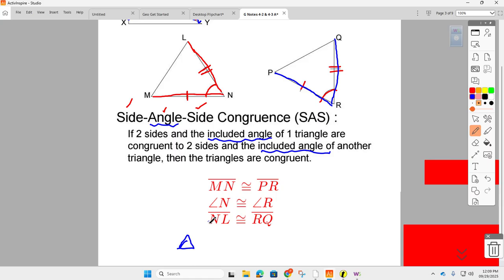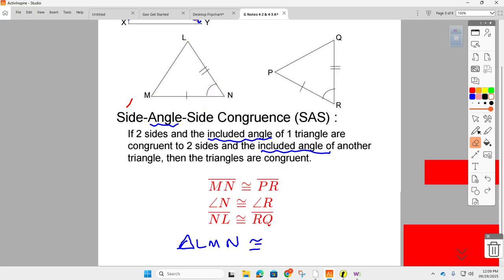Okay? So let's name triangle LMN. The first triangle is not that big a deal how you name it. You have to make sure when you name the other triangle that you name it with its corresponding parts in the same order. A lot of jumble up there.